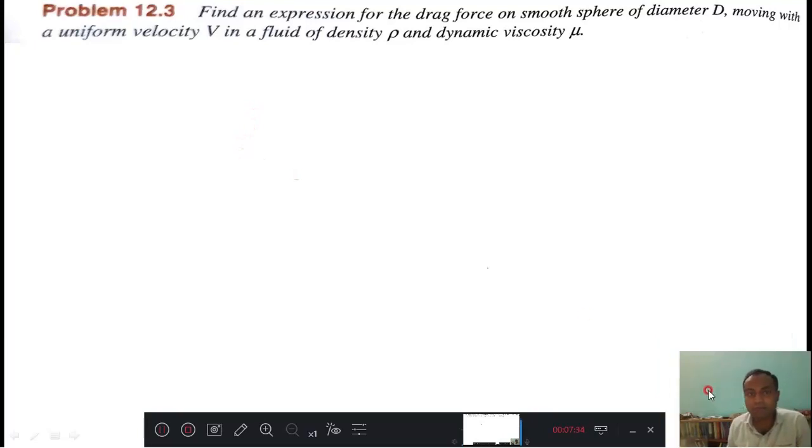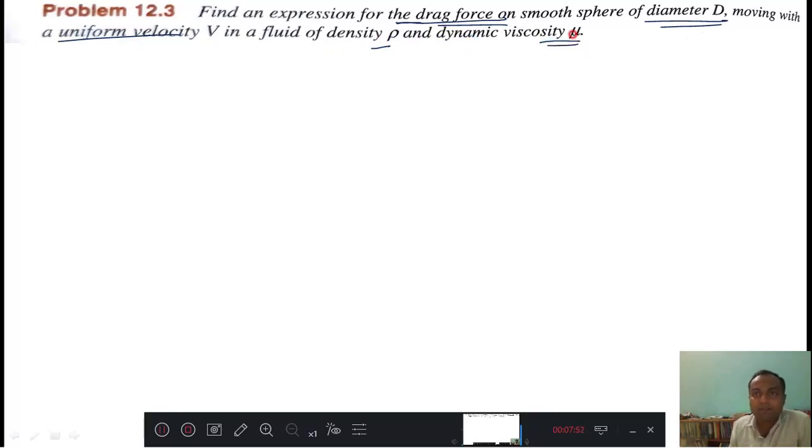Going to the second problem. Here the second problem is to find an expression for drag force. Here the drag force on a smooth sphere of diameter d moving with a uniform velocity v in a fluid of density rho, dynamic viscosity mu, right?